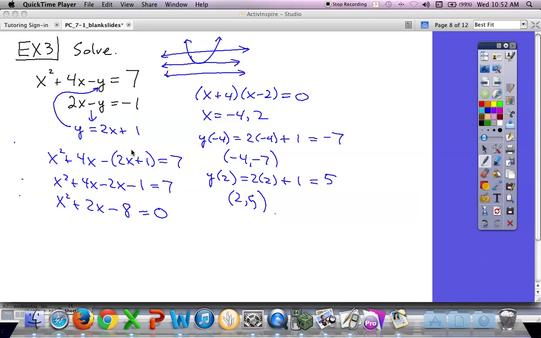Okay, so let's solve the same system by graphing it, by putting it in the calculator. So what do we have to do in order? Solve for y, right? So this one we already solved for y. The second one here, this one on top, if we add y to that side and subtract 7, then we're going to get y equals x squared plus 4x minus 7. So that's what we're going to put in the calculator, those two.